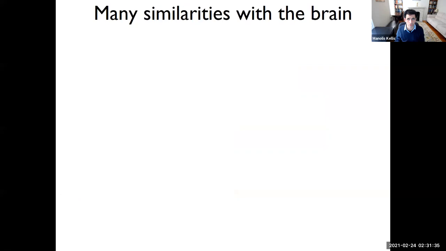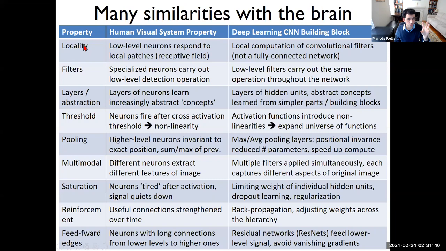So I want to build on this to look at what are the key ingredients of a convolutional neural network. The first property that we talked about was locality, namely that low-level neurons respond to local patches, to local receptive fields, and the computation is extremely constrained. In the same way, the deep learning convolutional neural network building blocks are such that the computation of these convolutional filters that we're going to see is again local. It's not a fully connected network. Instead, we're going to be computing on local patches of an image or local patches of a genome.